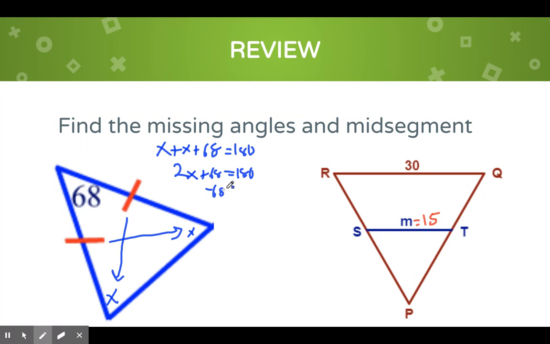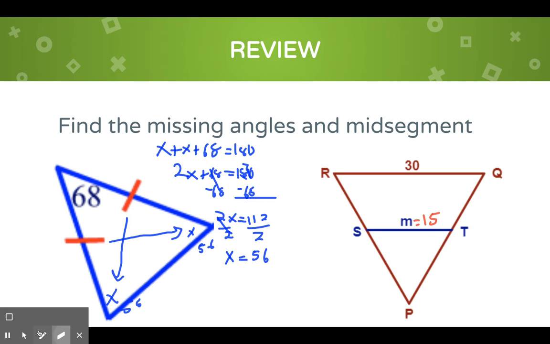Subtract 68 from both sides. 2x is equal to 180 minus 68, gotta borrow. 10 minus 8 gives you 2, 7 minus 6 is 1, 1 minus nothing is also 1. 2x equals 112, so we divide both sides by 2. X is equal to, 2 goes into 11 5 times, left over, 2 goes into 12 6. So that means x is equal to 56. This one over here is going to be 56 as well. So just some quick review.